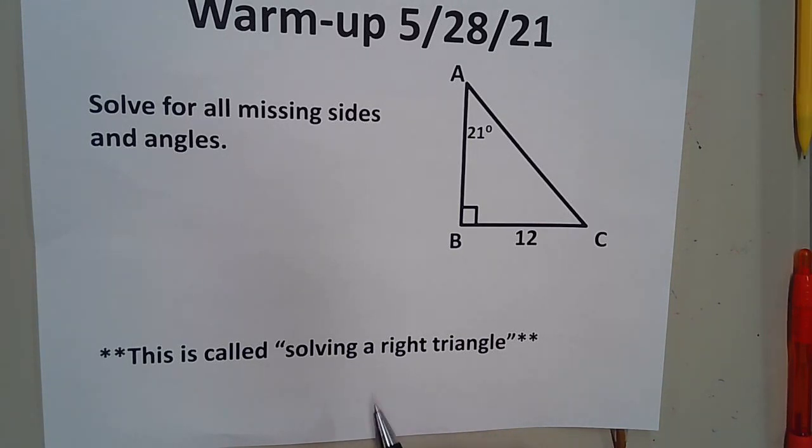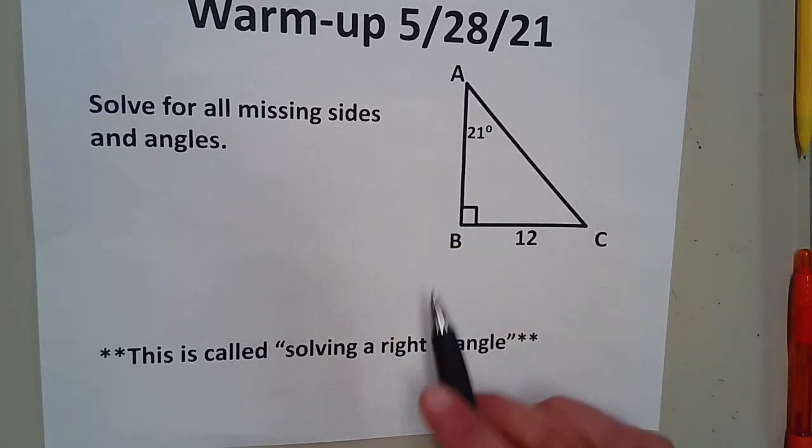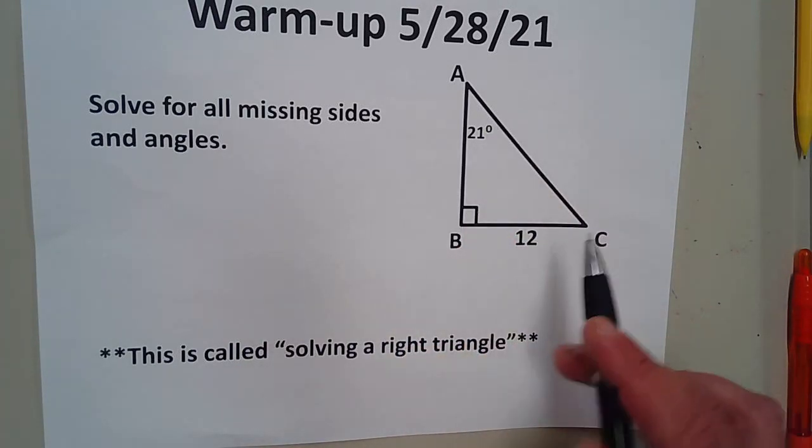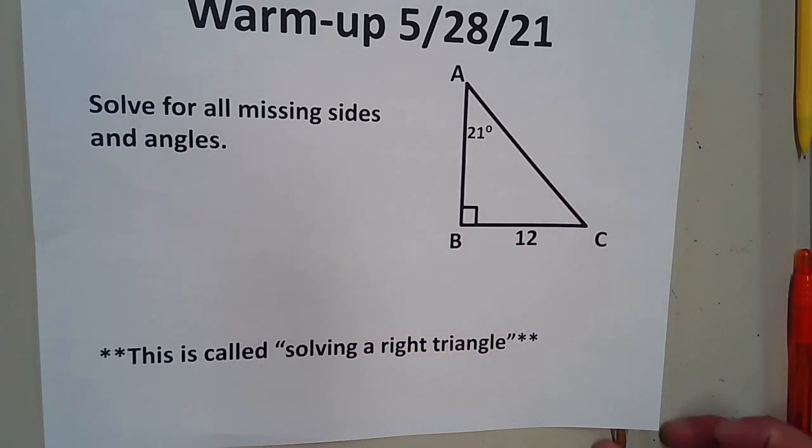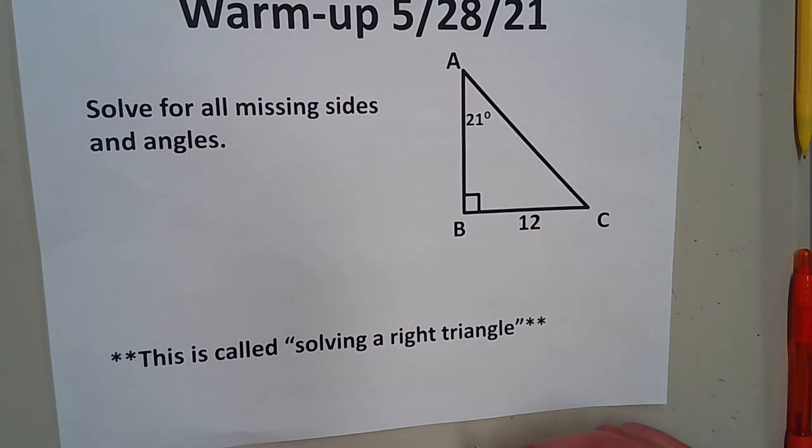Solving a right triangle is this process. Given whatever information you're given, finding all three sides and all three angles is called solving a right triangle, just in case you ever see that terminology in the future.